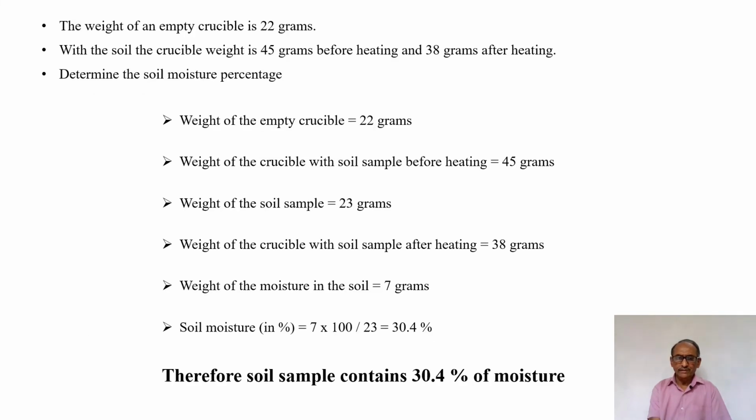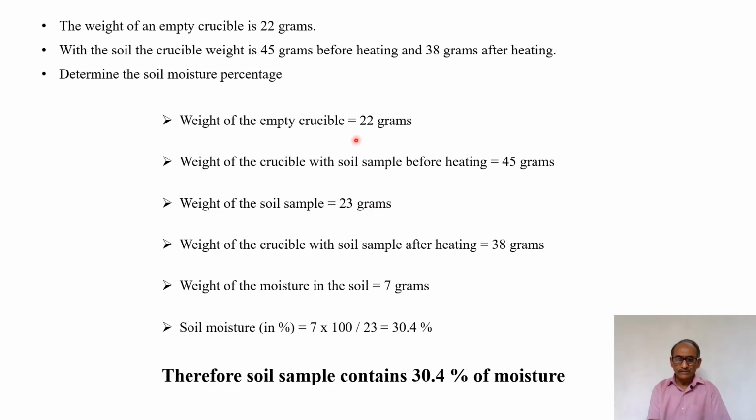So next slide you'll find. So let us assume that the weight of the empty crucible is 22 grams. With the soil sample, the weight of the crucible is 45 grams before heating and 38 grams after heating. So we'll have to find out the moisture percentage. So again, these numbers are repeated here. Weight of the empty crucible is 22 grams. Weight of the crucible and soil before heating is 45 grams. Weight of the soil sample is 23 grams.